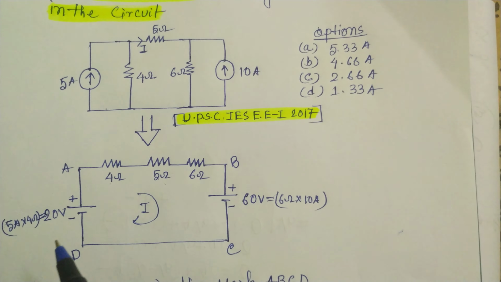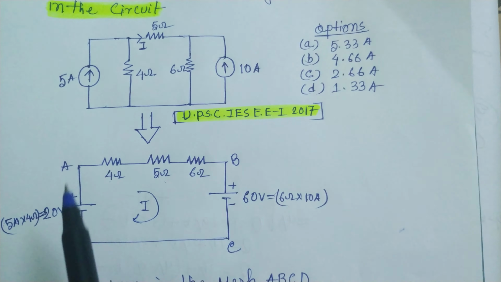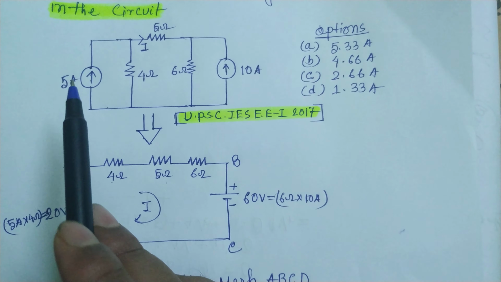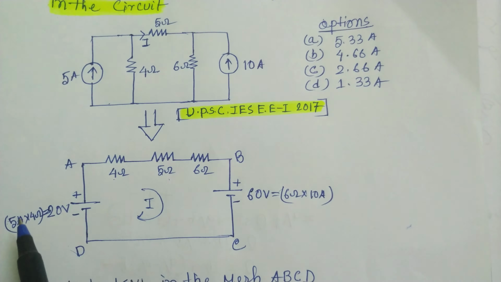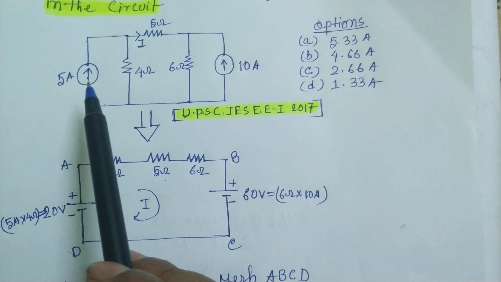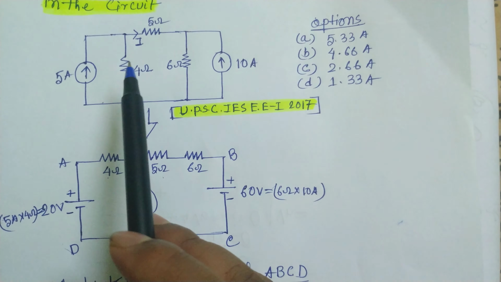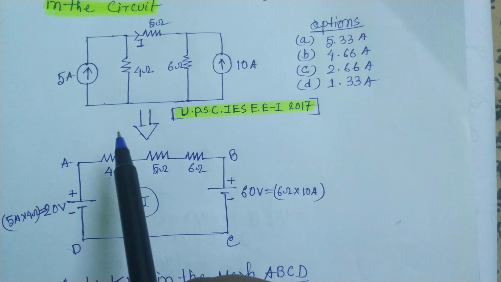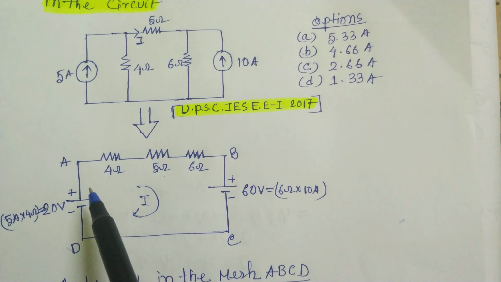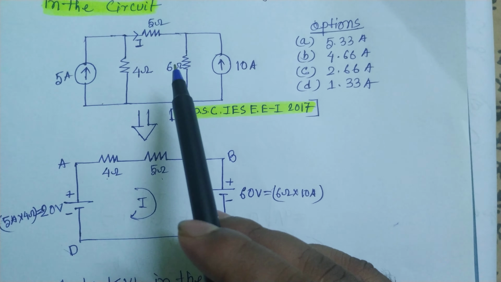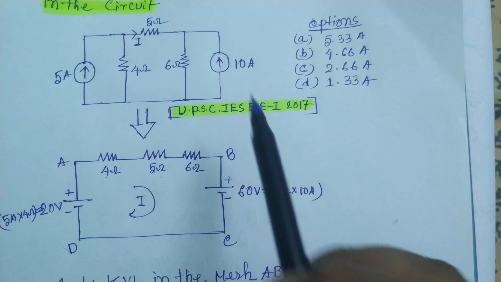Now how to change the current source into a voltage source? Here the 4 ohm will be multiplied by the 5 ampere current. Now 5 ampere into 4 equals 20 volt. The polarity of the voltage source is defined by the direction of the current source, and the 4 ohm resistance which is across the 5 ampere current source will be in series with the 20 volt supply. Here it will be the same. The 6 ohm will be multiplied by the 10 ampere current source.